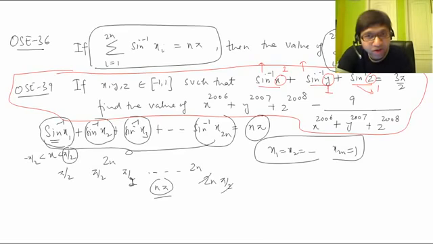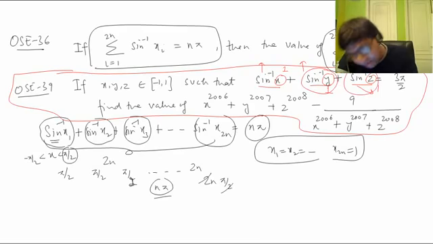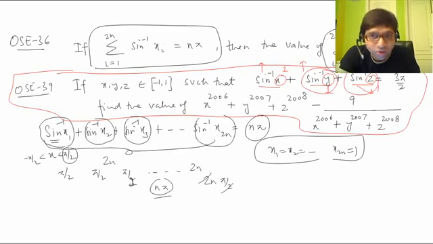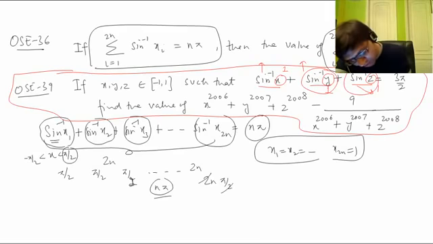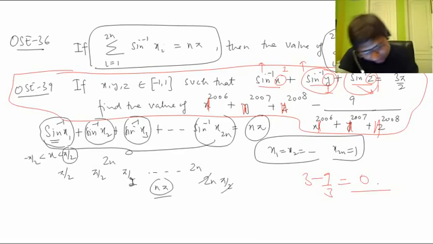So the only possibility is that x should be 1, y should be 1, z should be 1. That's why sine inverse 1 is pi by 2, sine inverse 1 is pi by 2, so the total sum is 3 pi by 2. That's the only way the left hand side can be equal to the right hand side. So all three, x, y and z, are 1. So we replace 1 here, 1 here, 1 here. 3 minus 9 by 3 is 0. Right? 3 minus 9 by 3 is 0.